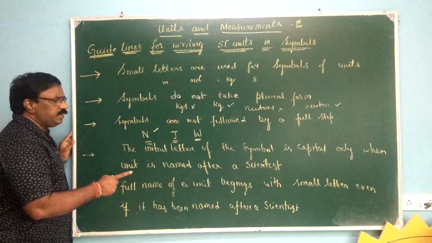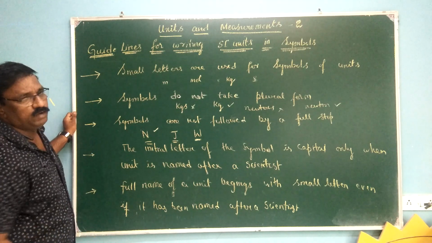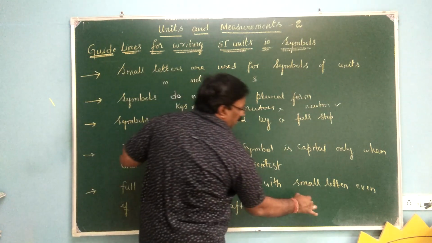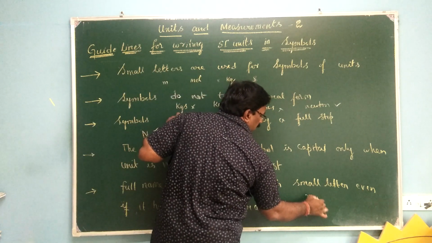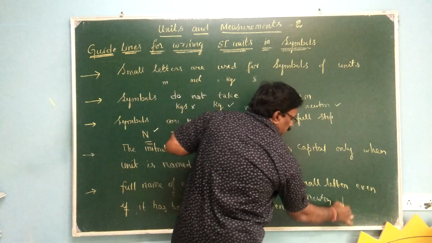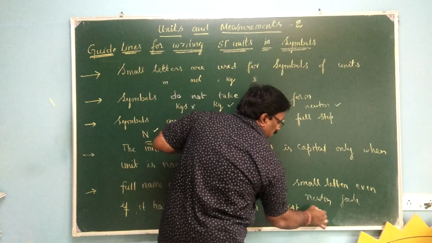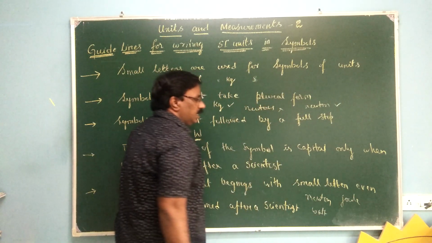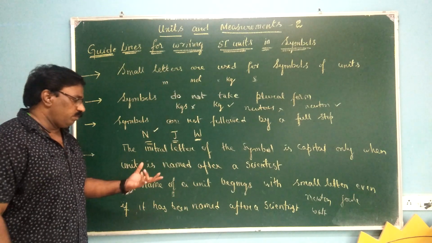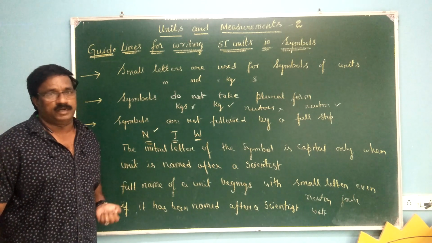The full name of a unit begins with a small letter even if it is named after a scientist. If you want to write the full name, we won't use a capital letter. We want to write newton, N-E-W-T-O-N. Or joule. Watt, W-A-T-T. Even if it is named after a scientist, if you want to write the full name, then we follow with a small letter, not with a capital letter.